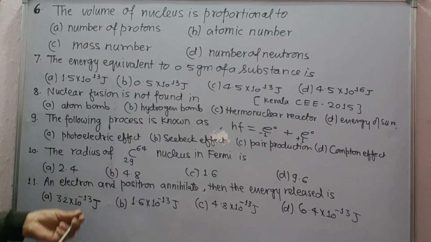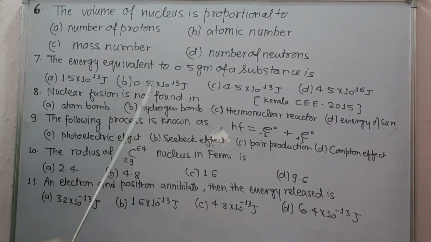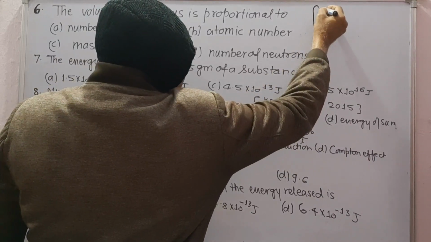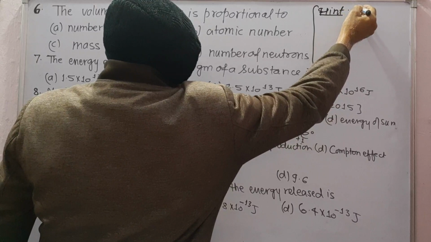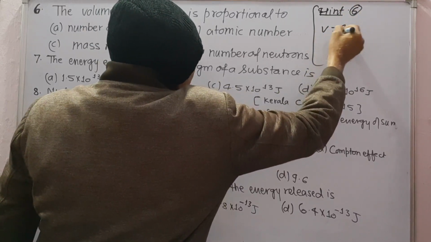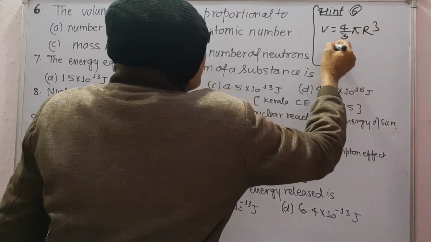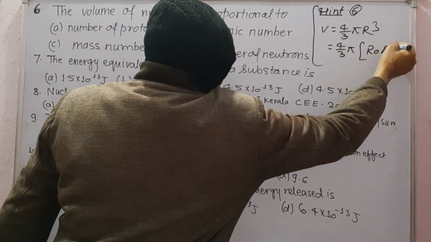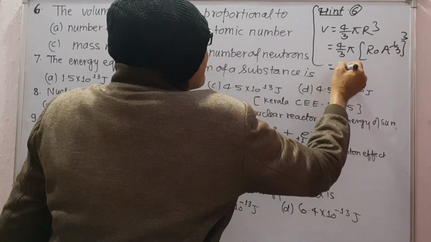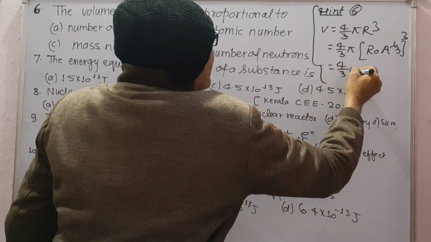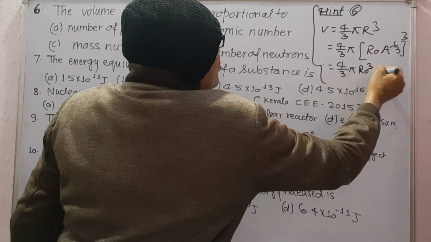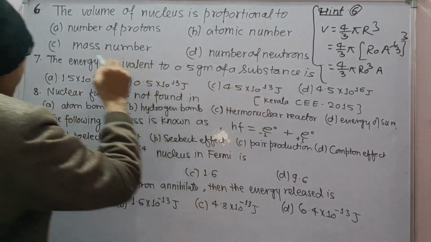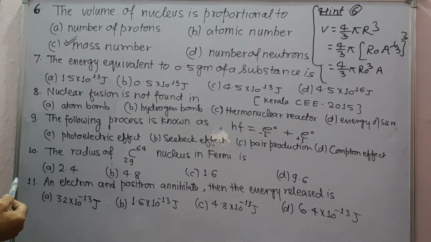Next question number 6. The volume of a nucleus is proportional to, these are the options. As we know, hint to question 6. V is 4/3 pi r cube. 4/3 pi times (r naught A to the power 1/3) cubed. That is 4/3 pi r naught cube times A. So the volume is proportional to mass number A. Correct option will be C.